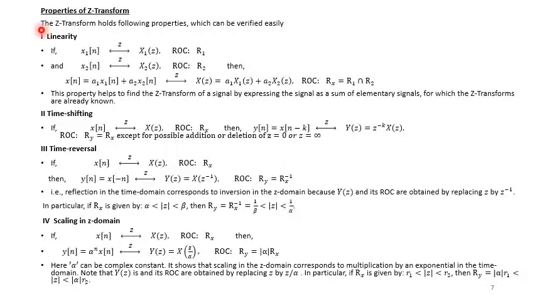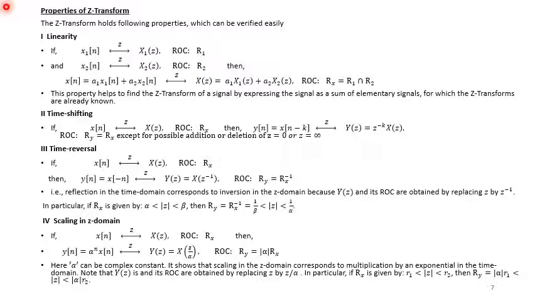The topic is the properties of the Z transform. The Z transform holds the following properties, which can be easily verified. The first property we are going to discuss is linearity. You understand what linearity is: to test whether some transformation or system is linear or non-linear, it has to hold two properties, that is scaling and superposition.